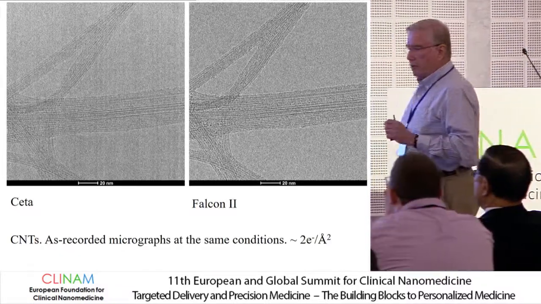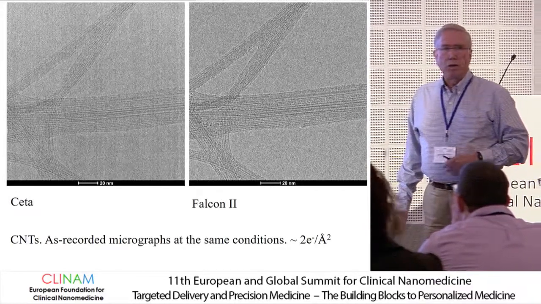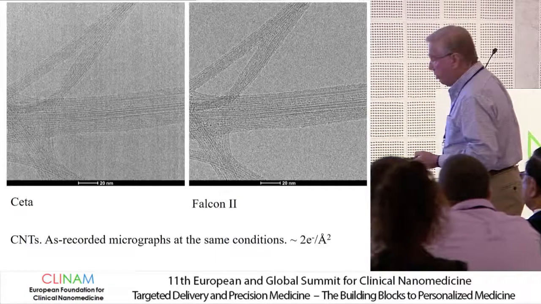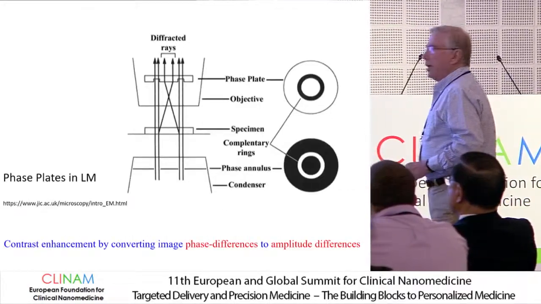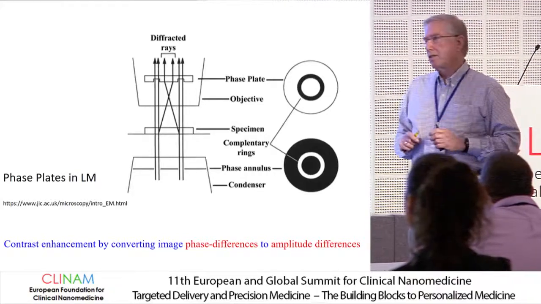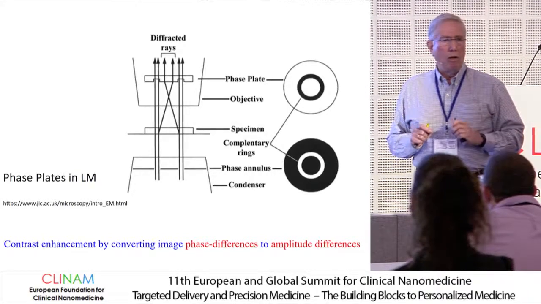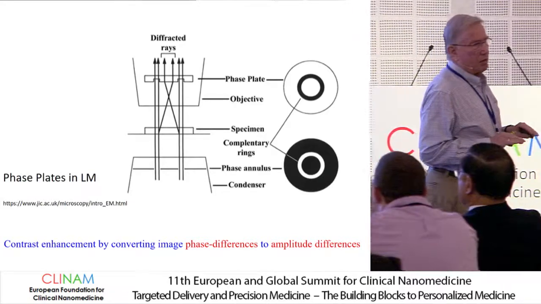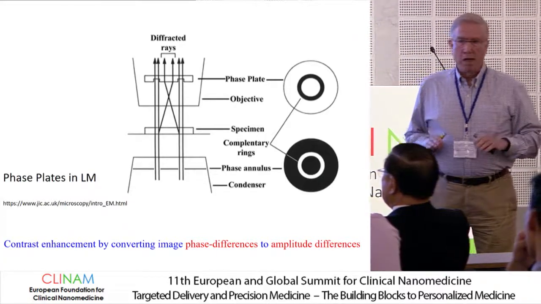Because most of our specimens are very electron beam radiation sensitive, you have to make sure that you use minimum electrons in order to record your images. The other problem, as many of you know, is that most of our specimens have very low inherent contrast, which means that different domains in the specimen look the same.